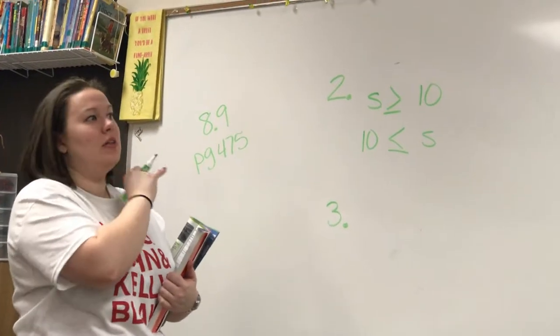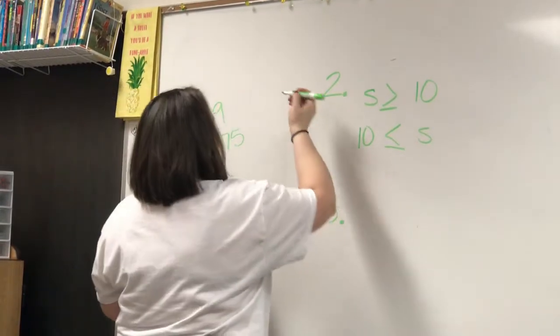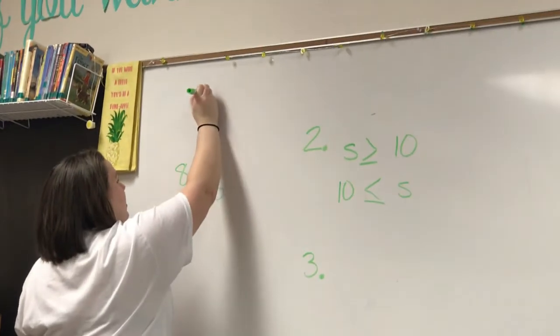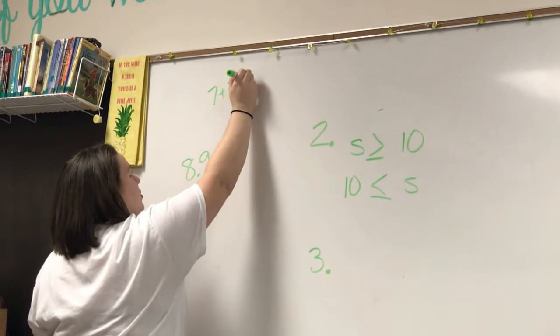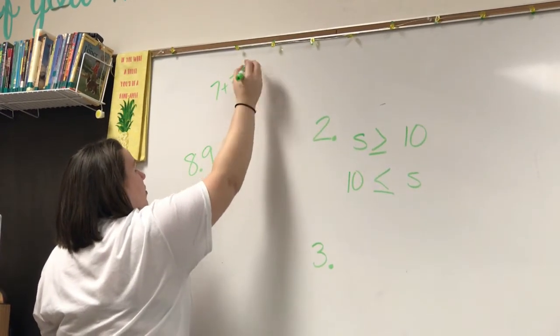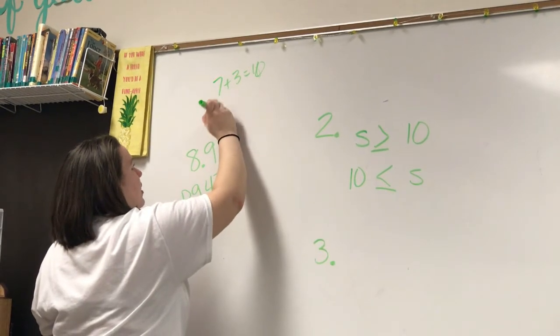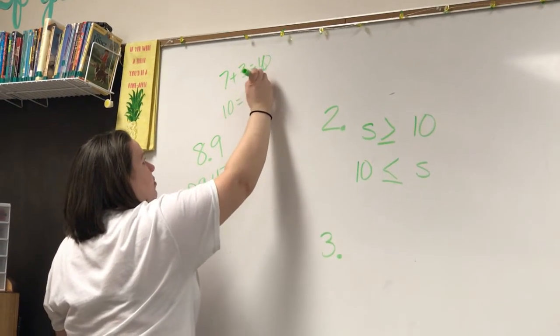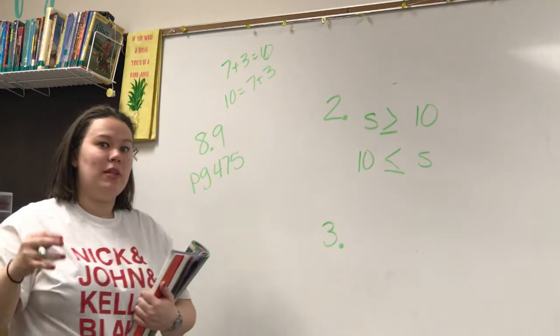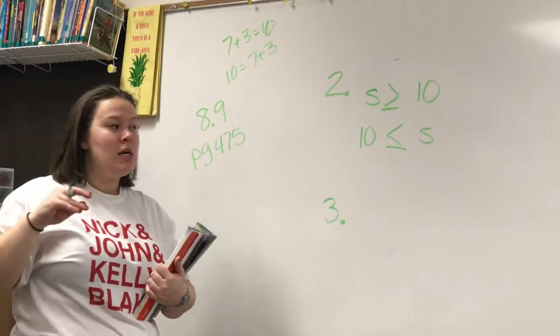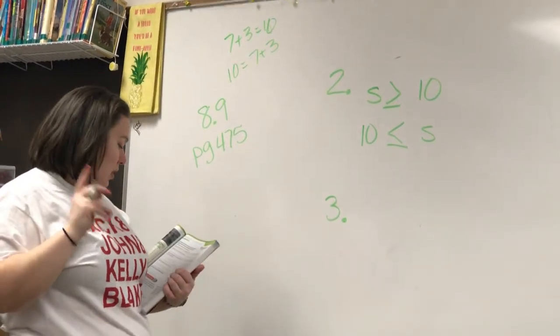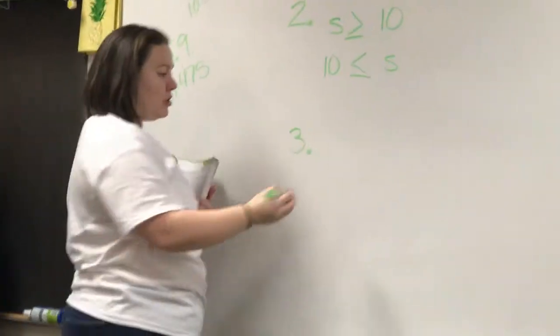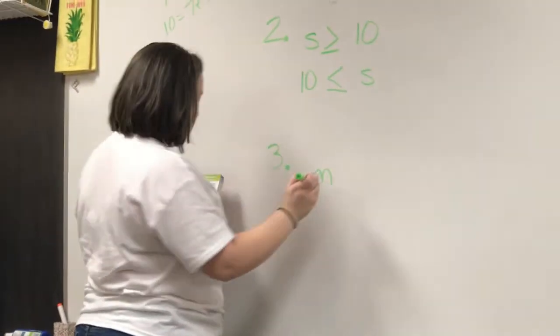That's kind of like saying, this is just an example, 7 plus 3 equals 10 is the same exact saying as 10 is equal to 7 plus 3. It's the same thing, it's just written in a different way. Okay? Moving on to number 3, the mass, which they want you to use the letter M.